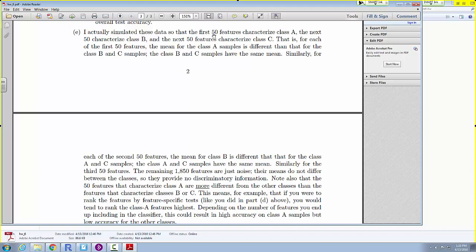Of the 75, no wait, we have 2,000 features. Okay, so the first 50 features, if you look at the data, you'll see this just by making simple plots and stuff, the first 50 features are different in A compared to B and C. The means are different in A compared to B and C. So those features characterize class A. Those are like indicators for class A. The next 50 are for class B, and the next 50 are for class C.